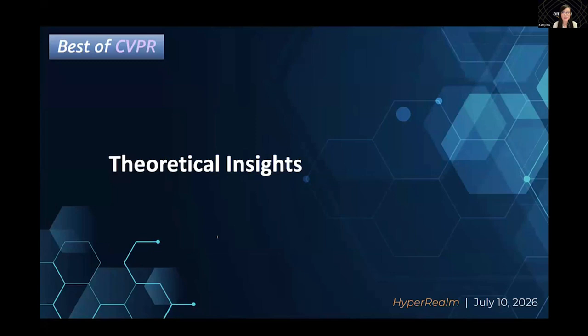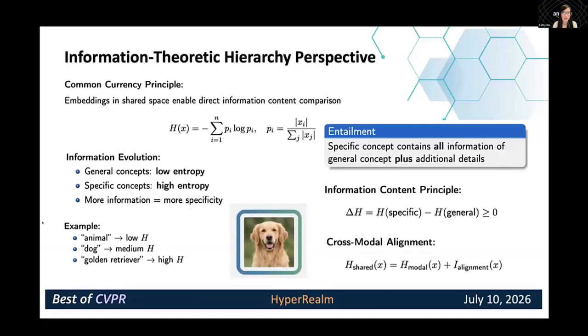Now let's think about the theoretical insights. We can view hierarchical relations through an information theoretical lens. The key principle is that the specific concepts contain all information of their parents plus additional details. For example, golden retriever contains all information of dog. It is a dog plus specific breed characteristics. And mathematically, the entropy of a child is larger than that of its parent, where H is entropy.